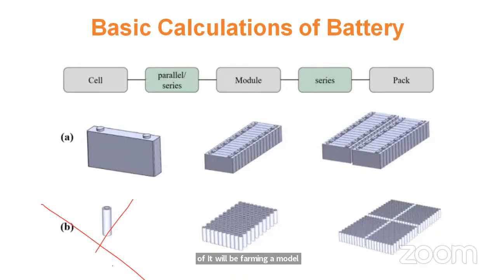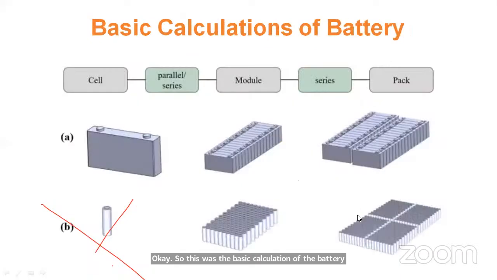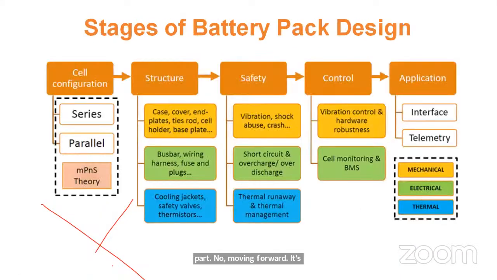Do you have the book already? So the number of cells in parallel combined is called a module, and then each module will get connected in series, and then we will have a final battery pack. Okay. So this was the basic calculation of the battery pack. Now moving forward, stages of battery pack design.